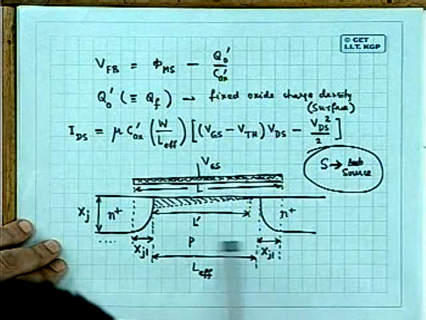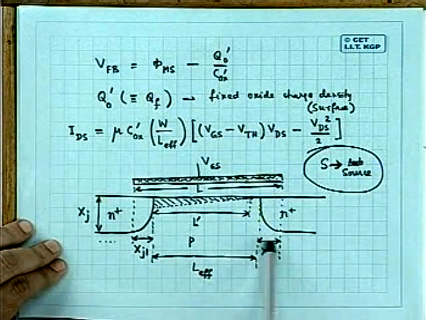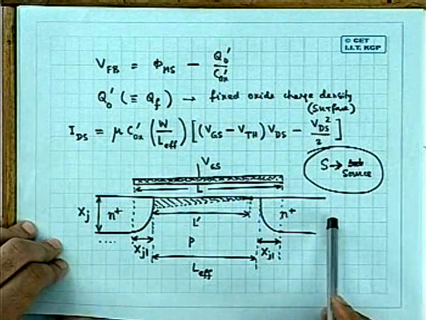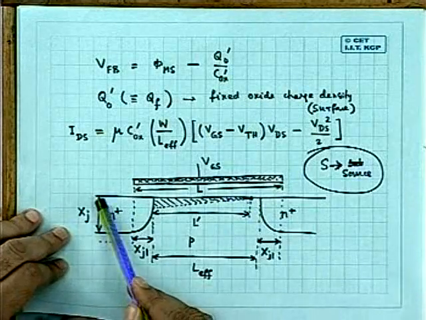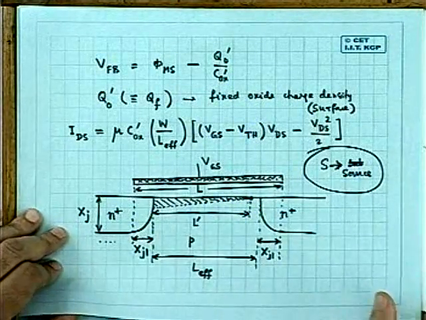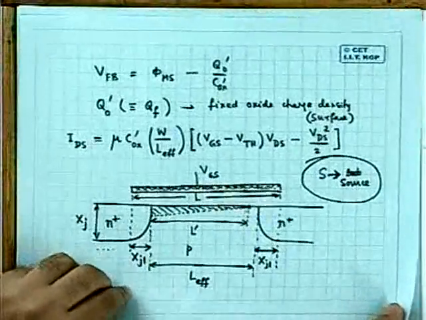Xj1 is the extent of lateral diffusion, whereas Xj is the vertical diffusion junction depth for the source and drain. Source and drain otherwise are identical.